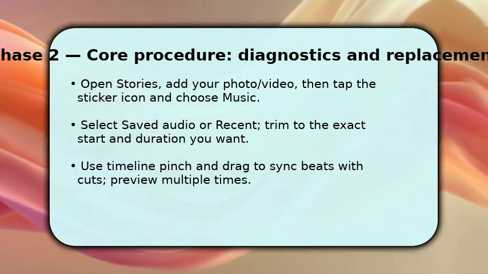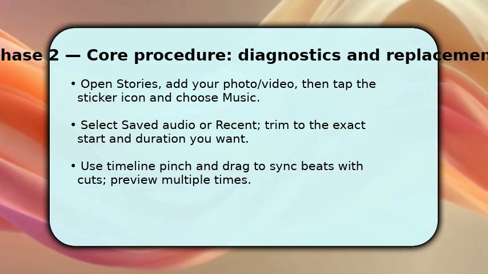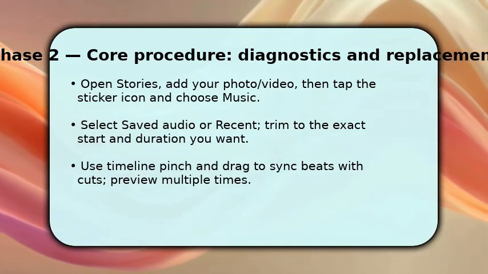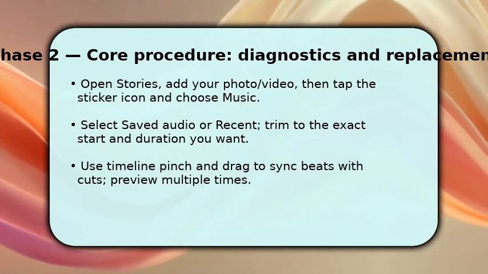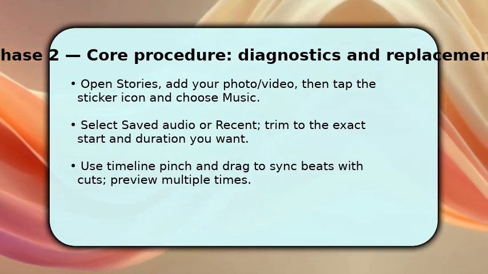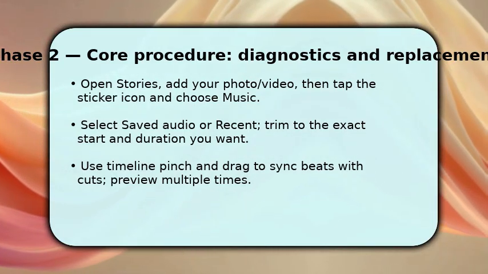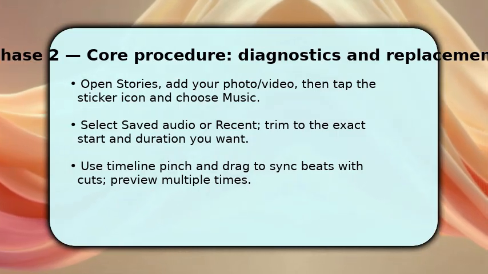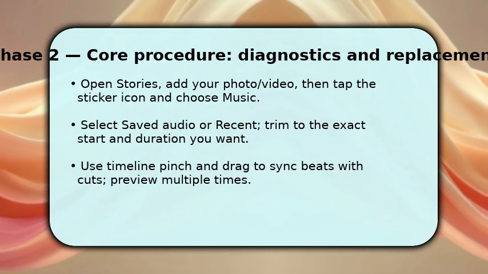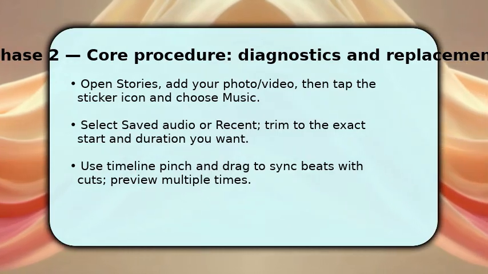Once you pick the real audio, trim it precisely. Drag the handles to set start point and clip duration. To align audio with visuals, pinch and drag the timeline and watch playback. It's essential to preview multiple times so beats hit visual cuts. Make adjustments until the timing feels natural and intentional.